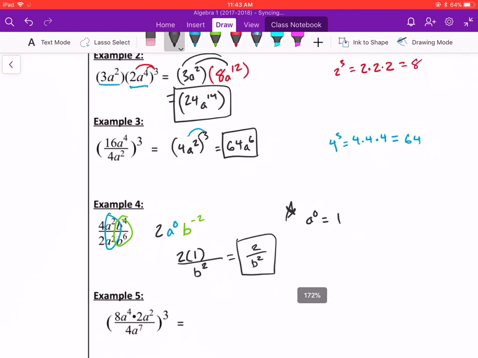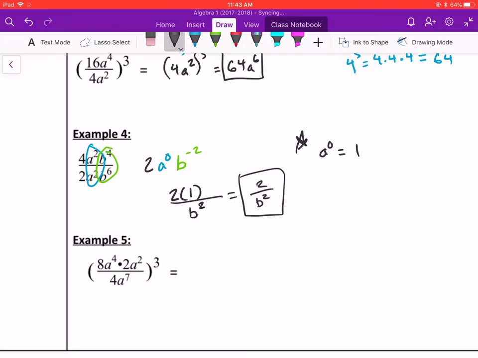All right, one more. Example 5, right? This shows everything here. We've got multiplying in the middle, 8a to the 4th times 2a squared, and then we have a dividing 4a to the 7th. All of that is being raised to the 3rd power, a power of a power, all right? So let's take this step by step. Let's do the multiplying first, all right?